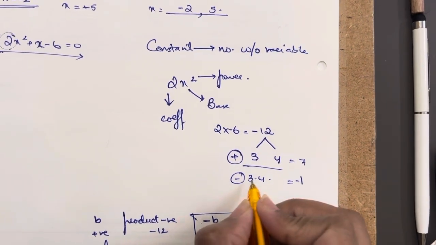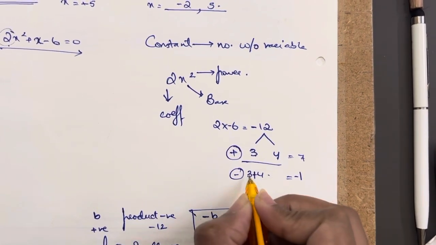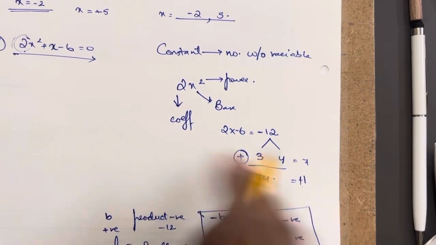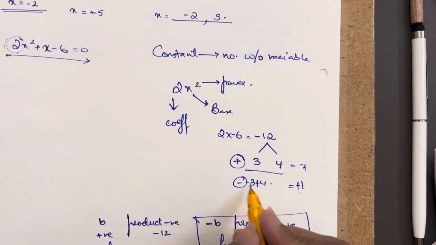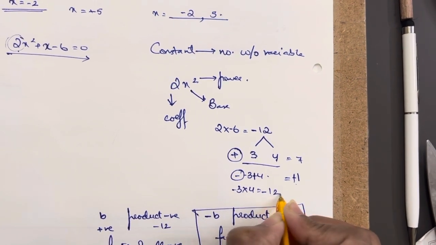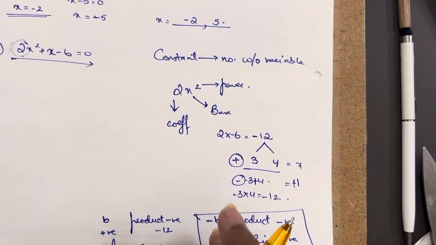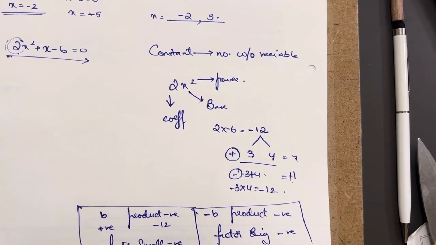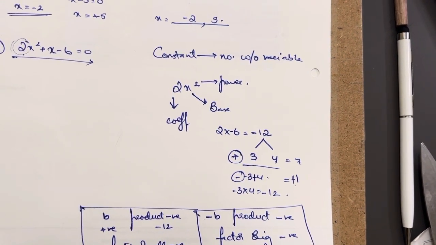So it is supposed to be minus 3 plus 4, so that it becomes a plus 1 that can fit in here. But when I multiply minus 3 times 4, it is going to be how much? It is going to be minus 12. These two conditions you need to follow to do these questions.